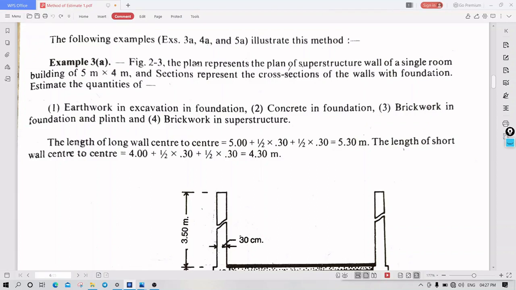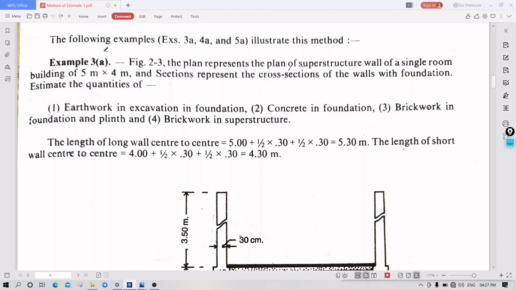So today in this session, we are going to execute one of the methods of estimation, that is the long wall and short wall method. It is also called by various names, but here we need to concentrate on the method. What is the procedure to attain that quantity? What do we need to follow? We must concentrate on that.